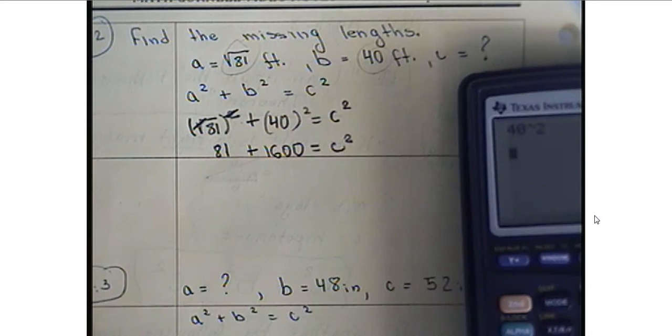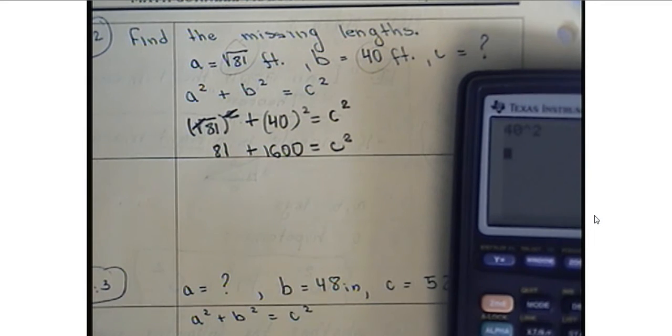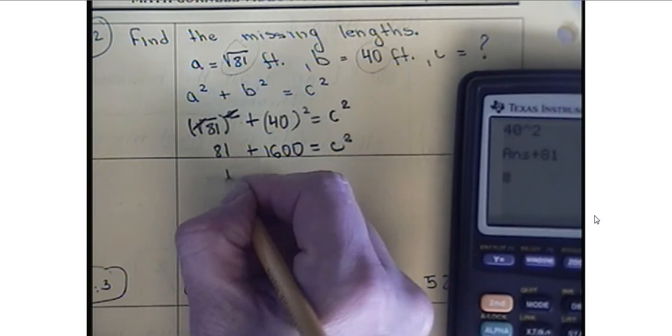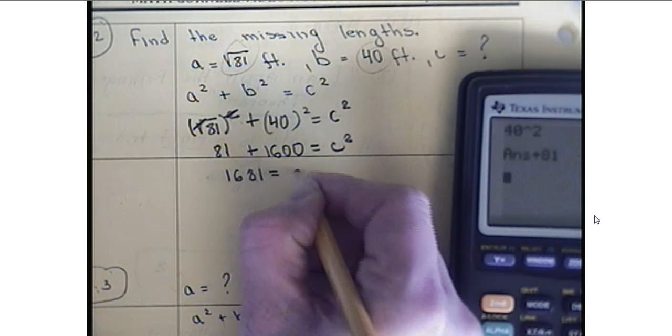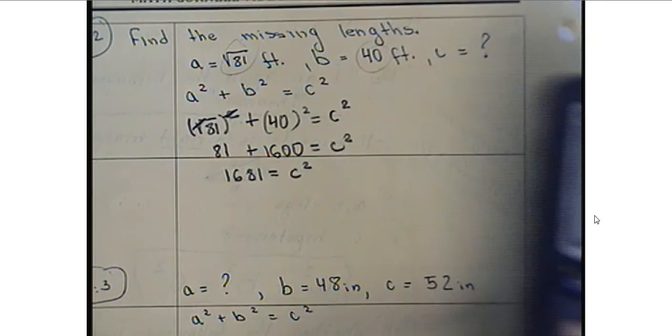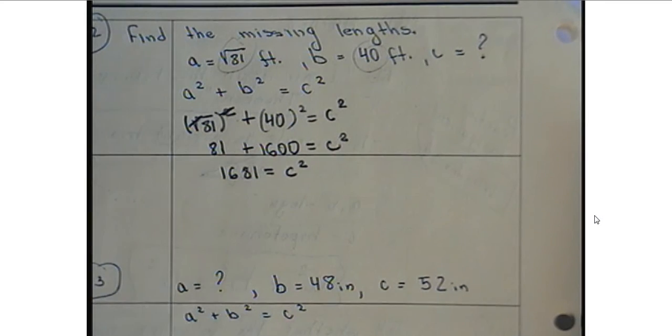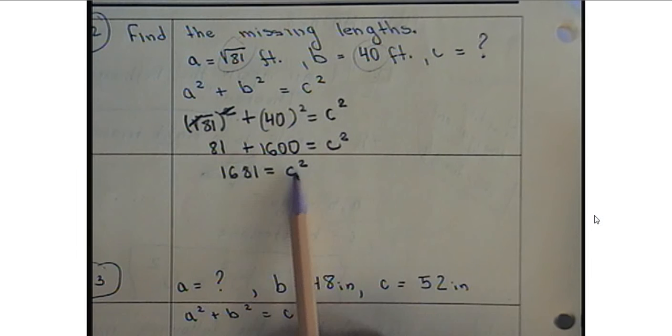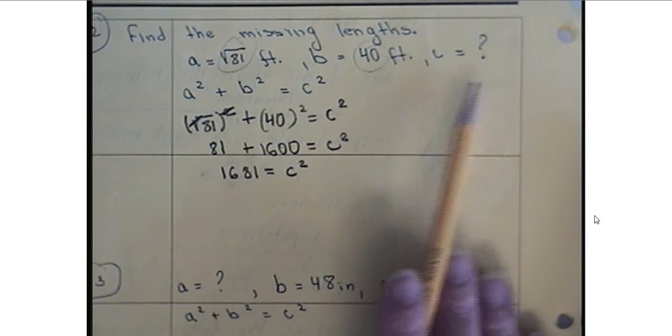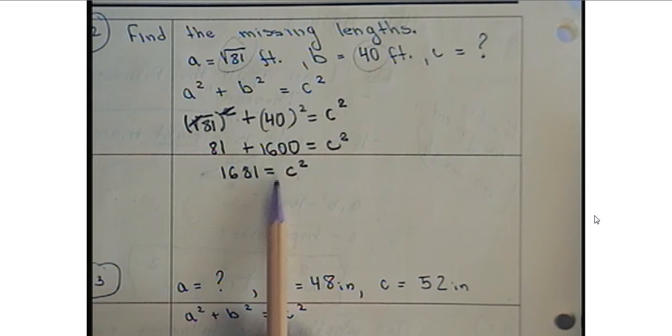Okay, we're going to add those two, 1600 plus 81. It's equal to 1681 C to the second. Now, there is one more important step. We don't know what C is. We are looking for C. We don't look for C squared or C to the second. Do you guys remember how we solved that?